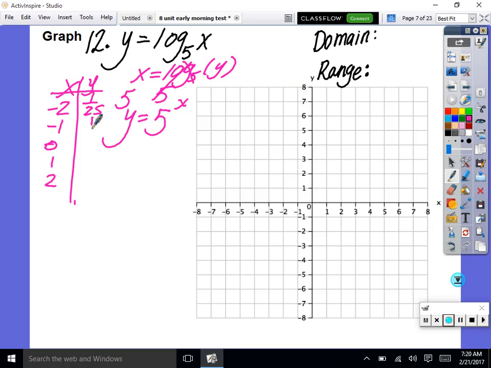5 to the -1 is 1/5. 5 to the 0 is 1. If you plug in 1, you get 5. If you plug in 2, you get 25. Now you don't want to plot those points because that would be plotting the exponential. We're not graphing the exponential. We're graphing the log, which is the inverse of those points.